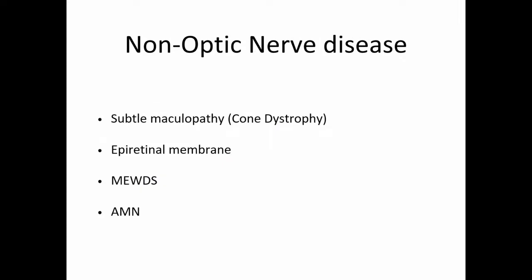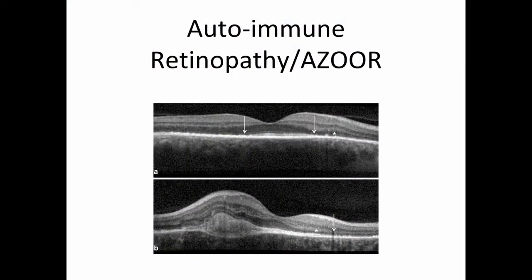What about non-optic nerve diseases? Because we always get referrals for different kinds of diseases, and some of these disorders may not necessarily be neuro-ophthalmic. The most common non-optic nerve diseases that we see are either subtle maculopathies, so these can be inherited retinal degeneration or maculopathies, epiretinal membrane, inflammatory disorders of the retina, such as MEWDS or acute macular neuroretinopathy. And in these patients, it's always helpful to look at the outer retina, specifically that ellipsoid zone, the inner segment, outer segment junction, and look for any kind of irregularities or loss, just to indicate that this is an outer retinal disease, not really an optic nerve disease.